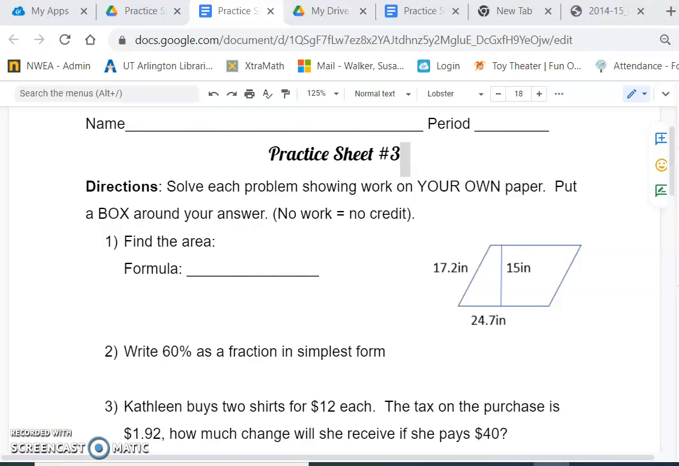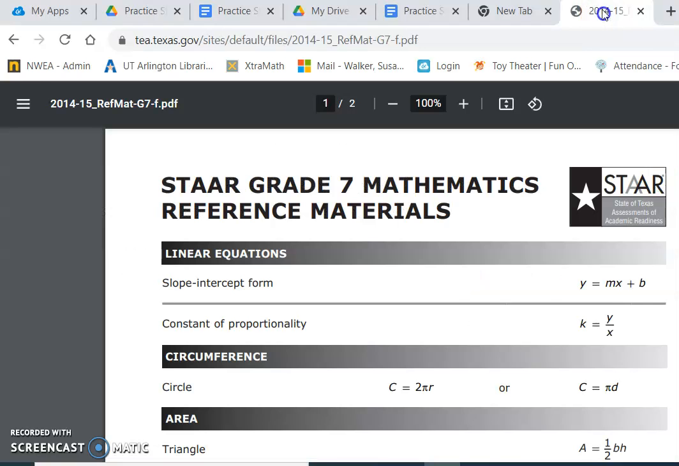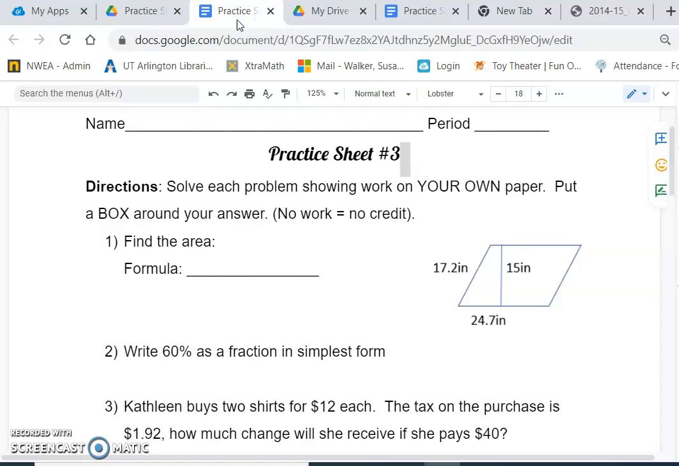Everyone, we are going to work on practice sheet number 3, and you need to make sure you have your formula chart, okay? So find your formula chart that I printed out for you. Okay, so this says, find the area of this shape, and hopefully we know this is a parallelogram.